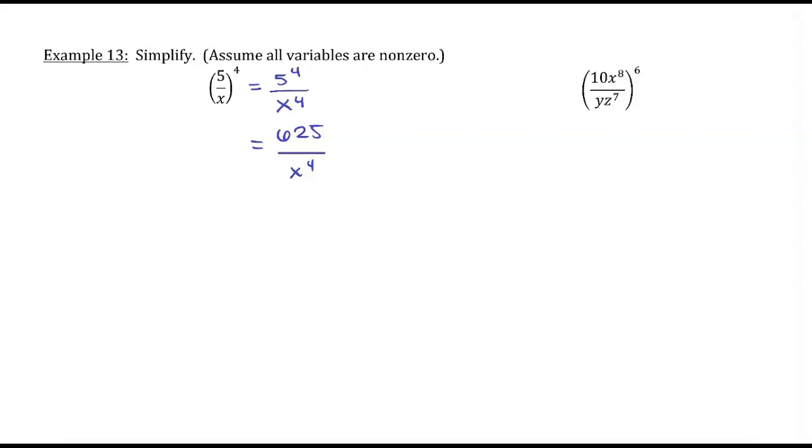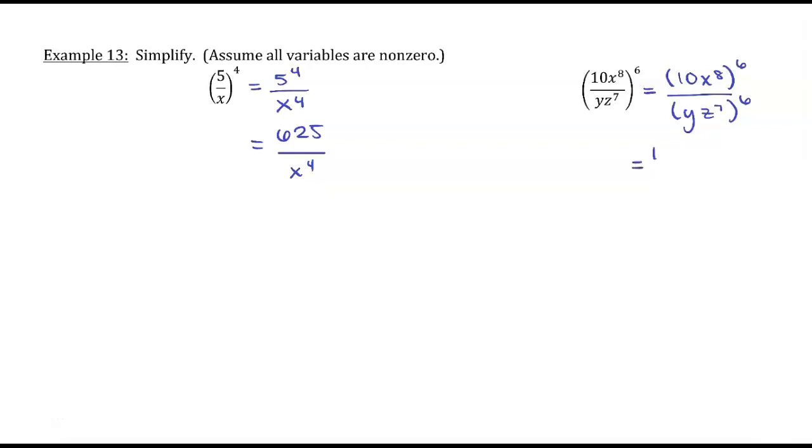Taking a look at this next one, we have a few things going on. First, let's start by using the power of a quotient rule and apply that exponent of 6 to both the numerator and the denominator. This becomes 10x to the 8th raised to the 6th divided by yz to the 7th raised to the 6th. Now we'll use our power of a product rule to apply that exponent of 6 to each item inside the parentheses.